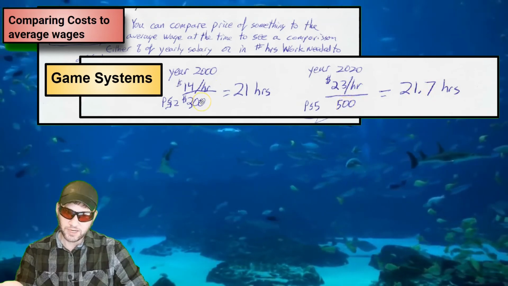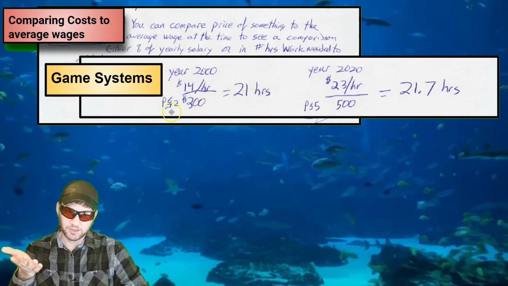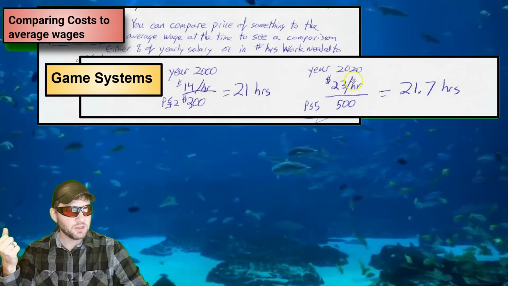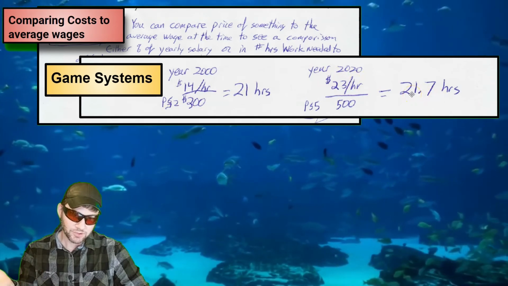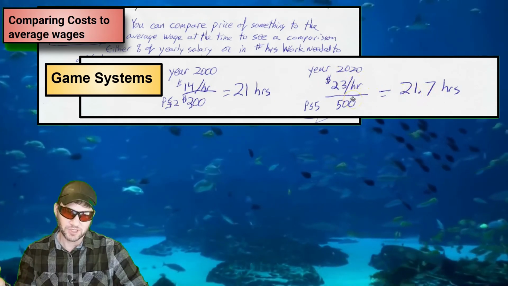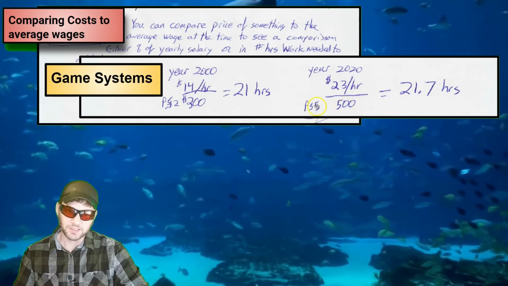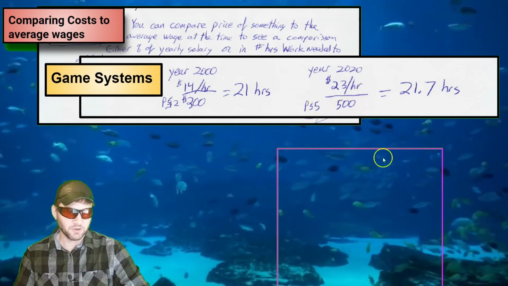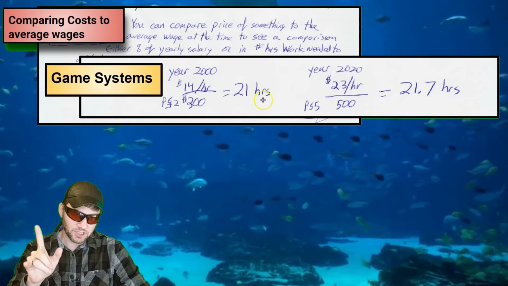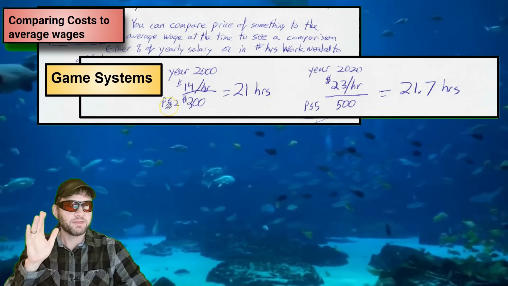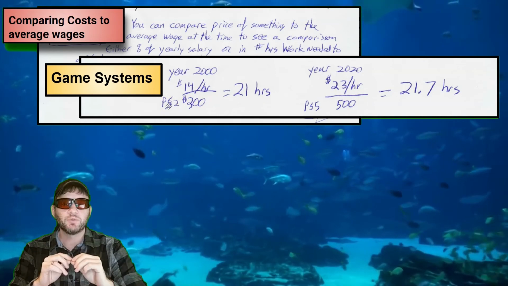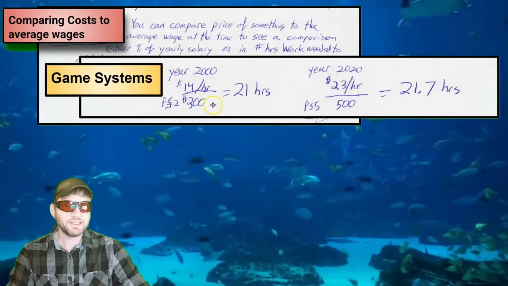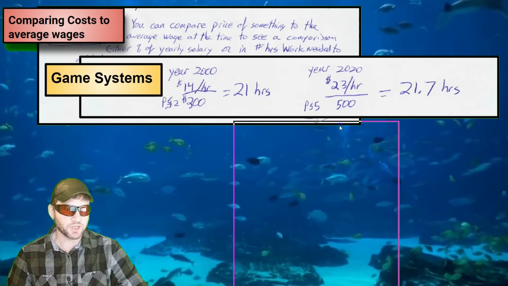In the 2000s, someone had to work 21 hours to get their new PS2. In 2020, someone had to work 21.7 hours to get their new PS5. Let's see if the inflation calculator agrees that they're roughly equal in value across time, since this was done purely by average salary.